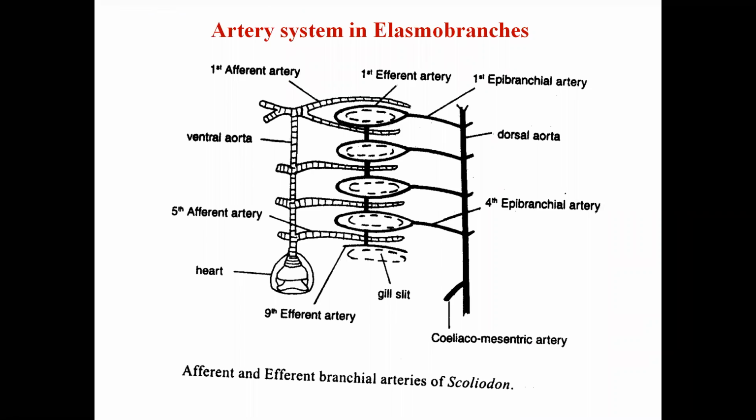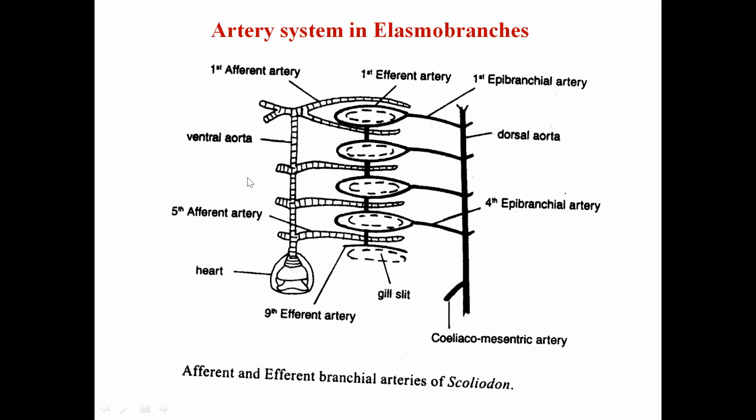Now, the artery system in the elasmobranchs and teleosts. There is some difference between the elasmobranchs and the bony fishes. There are two types of arteries, the afferent arteries and the efferent arteries. Afferent arteries are basically the arteries which carry the deoxygenated blood from the heart, and efferent arteries are the arteries which take the oxygenated blood and circulate it to the different body parts.